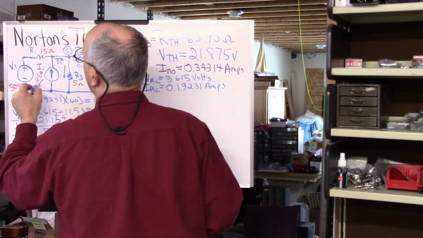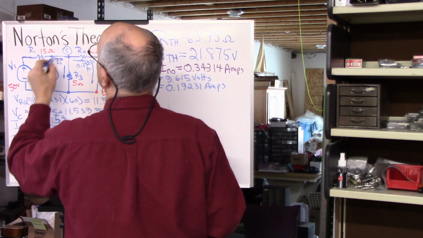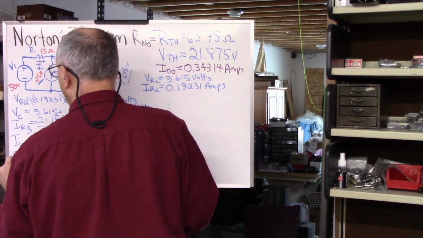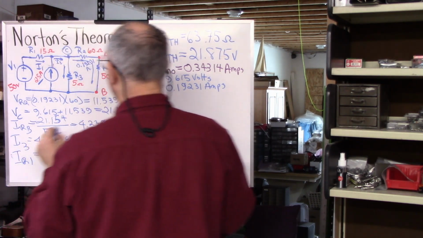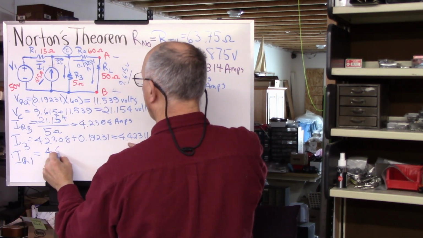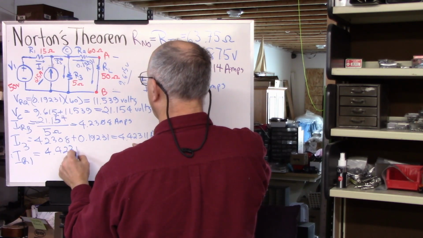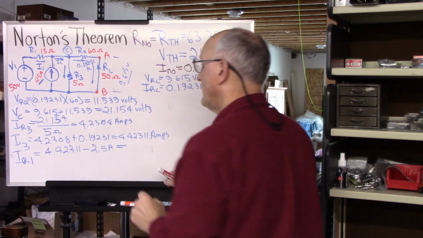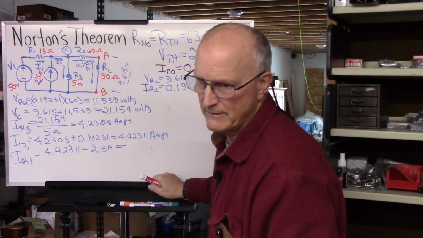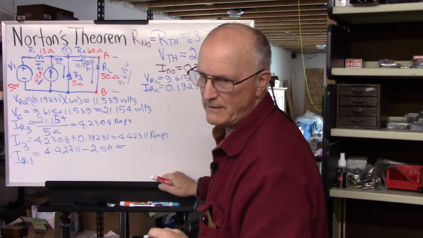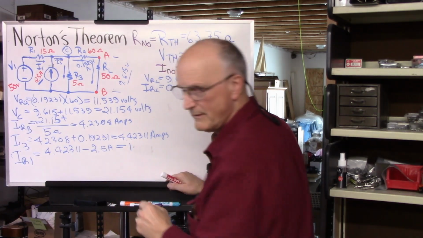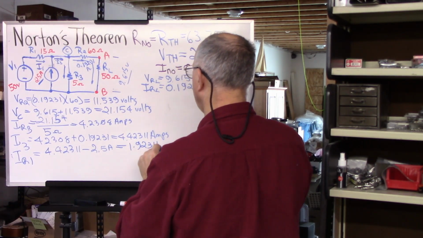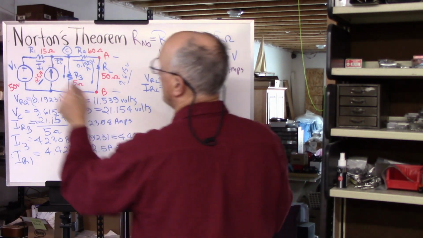Now, 2.5 amps of that is being supplied by this current source. So we know that IR1 is going to be equal to this, 4.42311 minus the 2.5. And that gives us a total of 1.92311 amps going through R1.